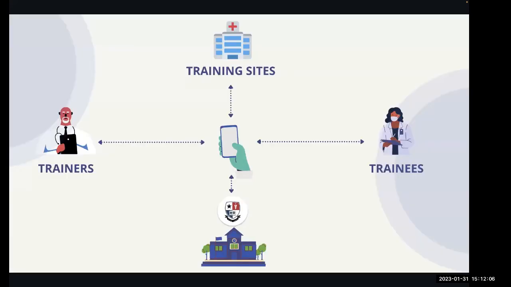All right, so basically for the Eport, the app connects the training sites with the trainers and then the trainees to the college. So you have the Eport app in the middle here, then we have our training sites. And our trainers are within the training sites, same as our residents. Then we have the college. So in the middle is the Eport app that connects all these segments onto a single platform.